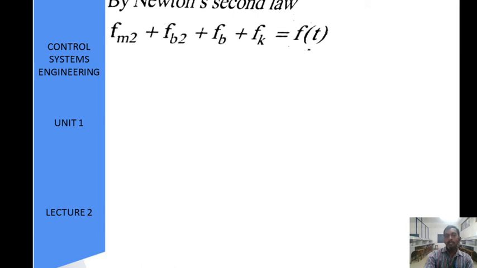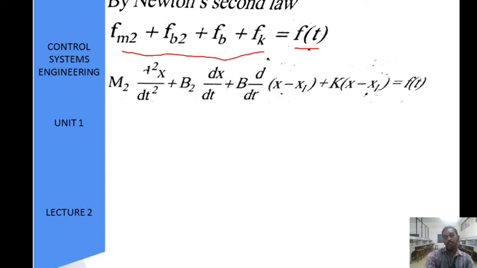And by applying Newton's second law, see here, in the previous slide we had the applied force equal to 0, but here we have an applied force and we have opposing forces. So f of t is the applied force, and fm2, fp2, fb and fk are the opposing forces. Therefore f of t is equal to m2 d square x by dt square plus b2 into dx by dt plus b into d by dt of (x minus x1) plus k into (x minus x1).